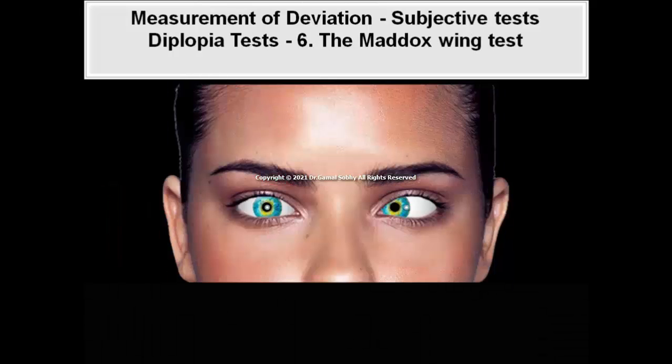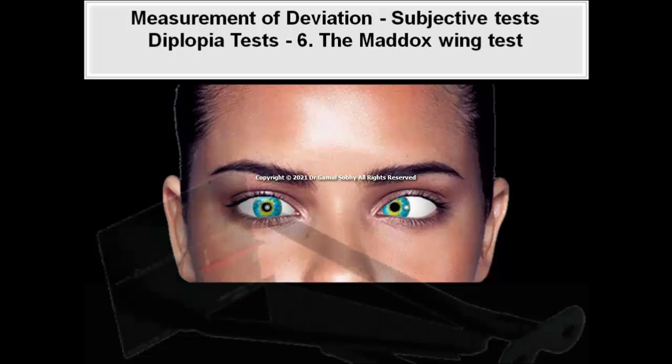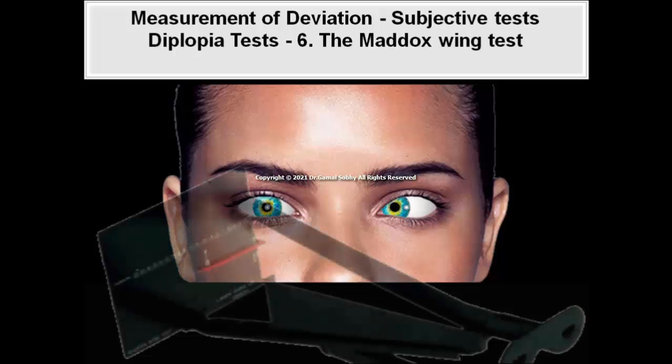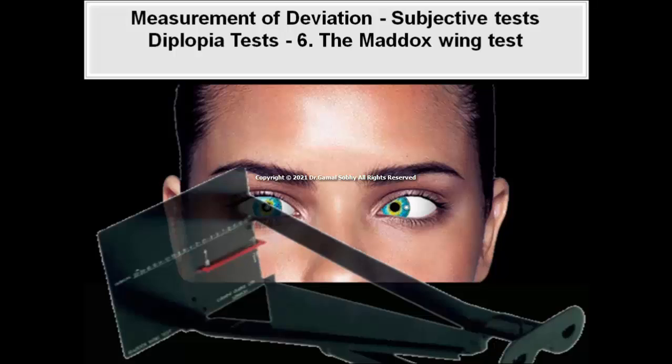The Maddox wing test. The amount of the heterophoria in near fixation also may be measured with the Maddox wing test, the heterophorometer, or similar devices, all based on the diplopia principle, and all these tests require that the retinal correspondence be normal.